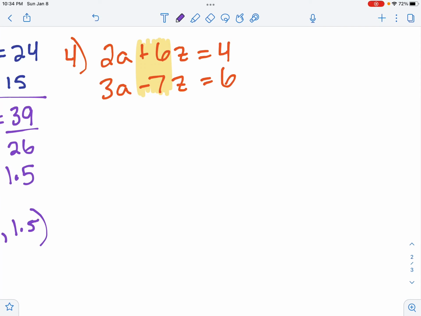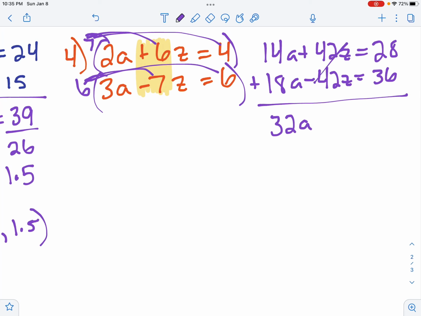So what do we get? We get, let's see, 14 plus 18 would be 32a. 42 minus 42, that cancels, equals, and then down here we get 64 on the other side. So I can go ahead and solve, divide by 32, and a equals 2. Now that I have my a, I'm going to solve for my z. Doesn't matter which equation you choose. I'm going to choose the top one because that has smaller numbers.